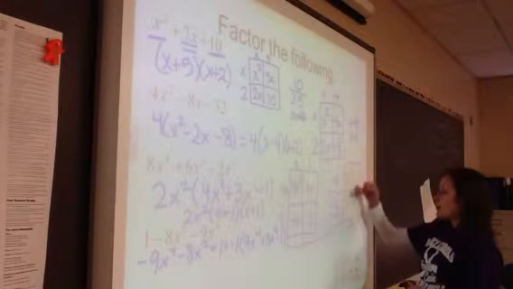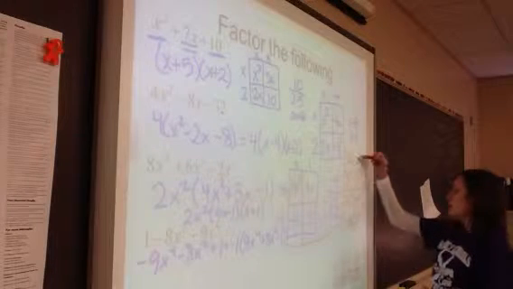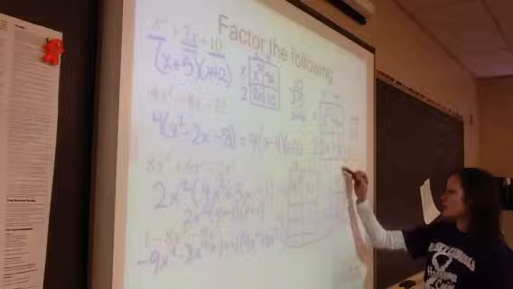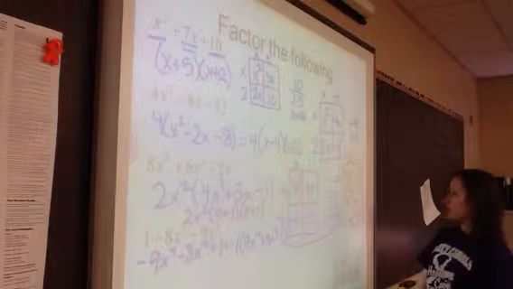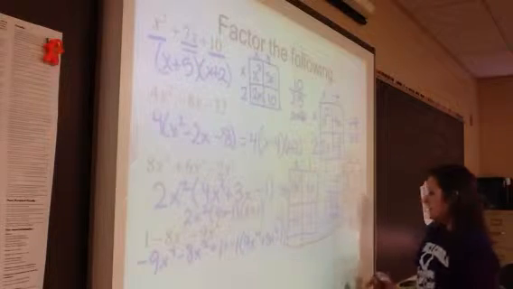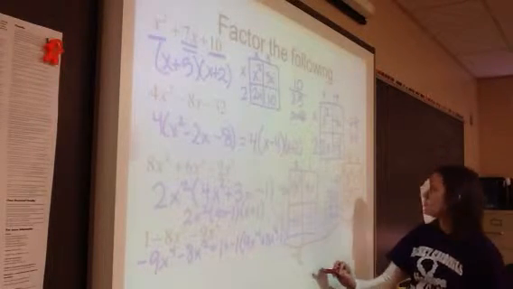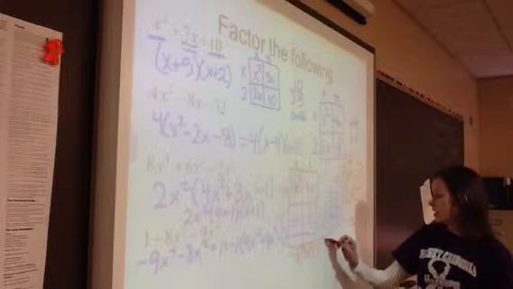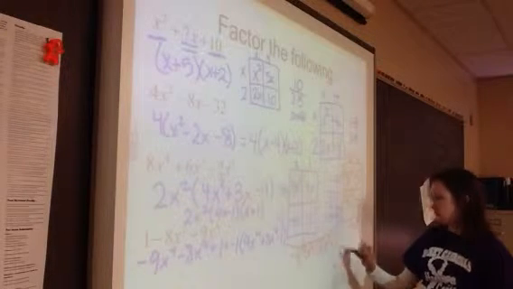So what do those two have in common? 9x squared. What do those two have in common? -1. Those two have x squared in common. And those two have 1 in common. So you end up getting -1 times the quantity 9x squared minus 1 times x squared plus 1.